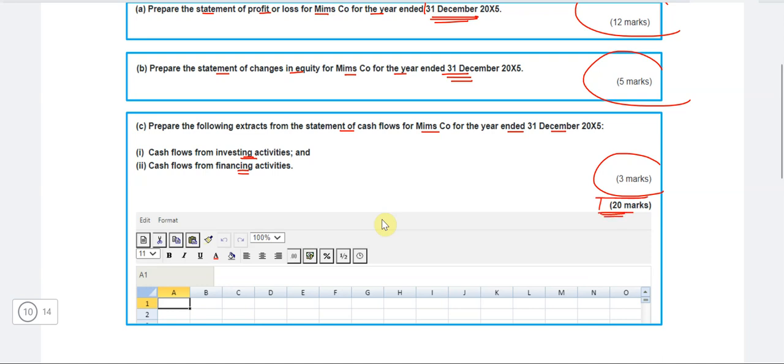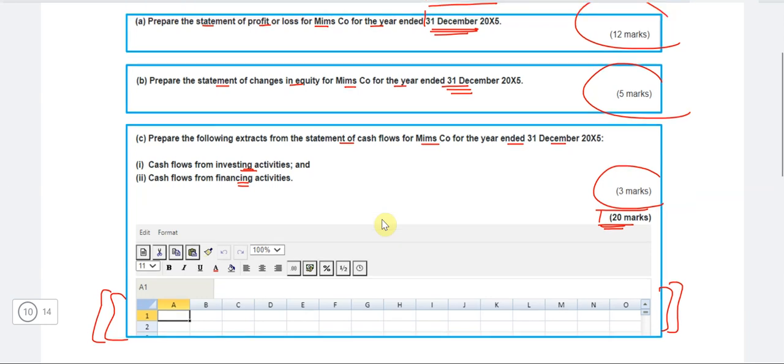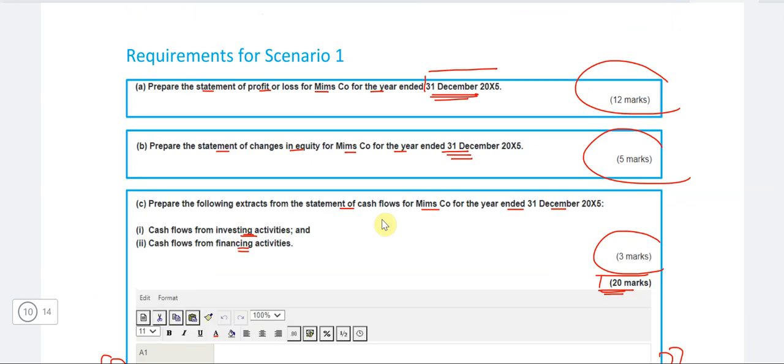And in the exam, because it's a computer-based exam, you will be having a spreadsheet like they have shown within the sample question. So it will be a spreadsheet in your exam which you will be using to show your answers. So prepare the statement of profit or loss. That means you can directly put the figures within the statement of profit or loss. If there are any adjustments, for example related to the cost of sales, you can either show them in brackets or you can do a separate working as well. But you have to make sure that you show how that figure is calculated.